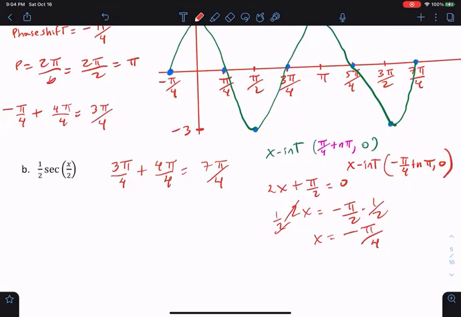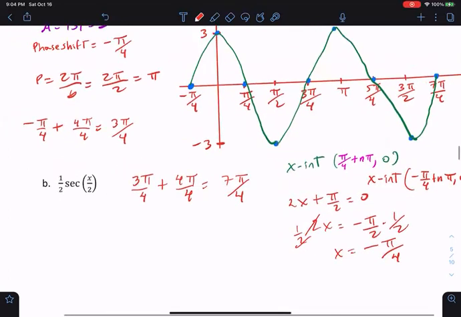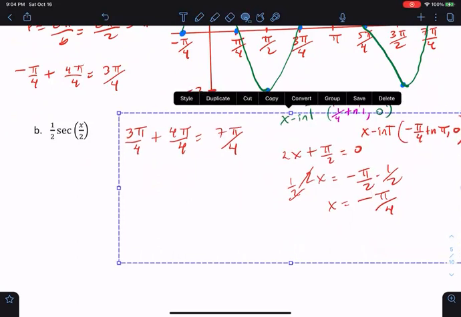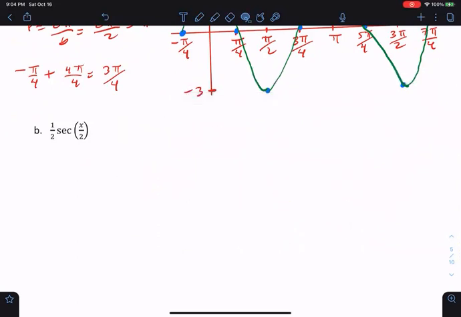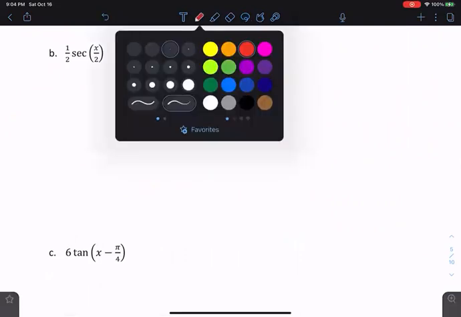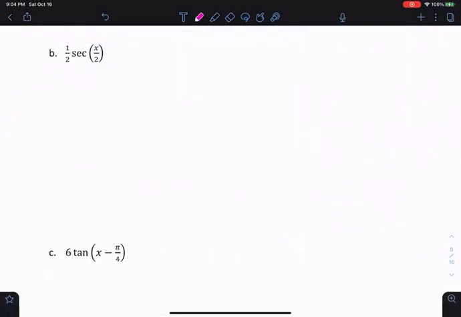Okay, that's it. Next. There are no asymptotes here for this one. This one is secant, right? For secant, you have to graph cosine first, cosine x over 2. Then you graph it, and you just need to see what's going on.